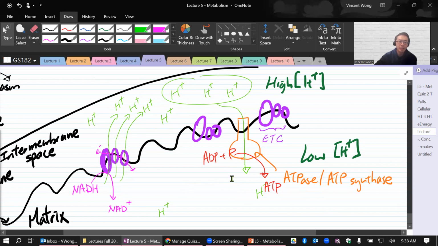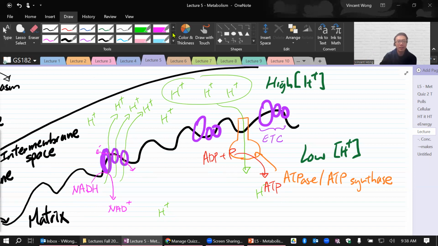ATP created this way is called oxidative phosphorylation. So each NADH carries electrons that have enough energy to pump enough H+ so that when they come back in, it will create 3 ATPs. We talked about that already, right?